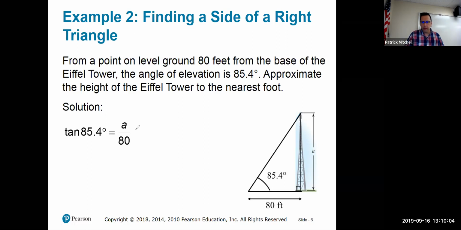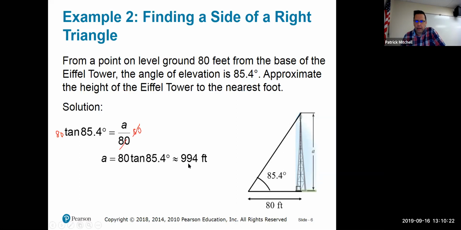So now what I'm going to do is multiply both sides by 80. And that's going to tell me that the unknown side, the side that we're looking for, is 80 times the tangent of 85.4 degrees, which to the nearest foot is 994 feet.